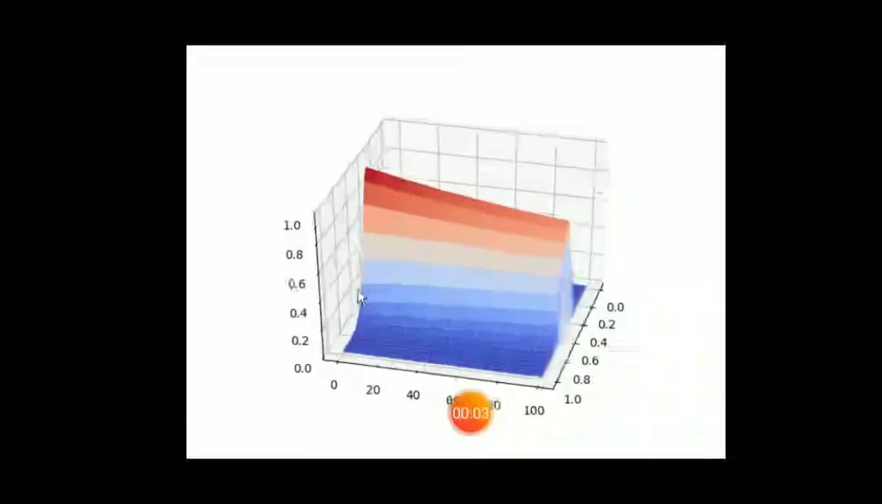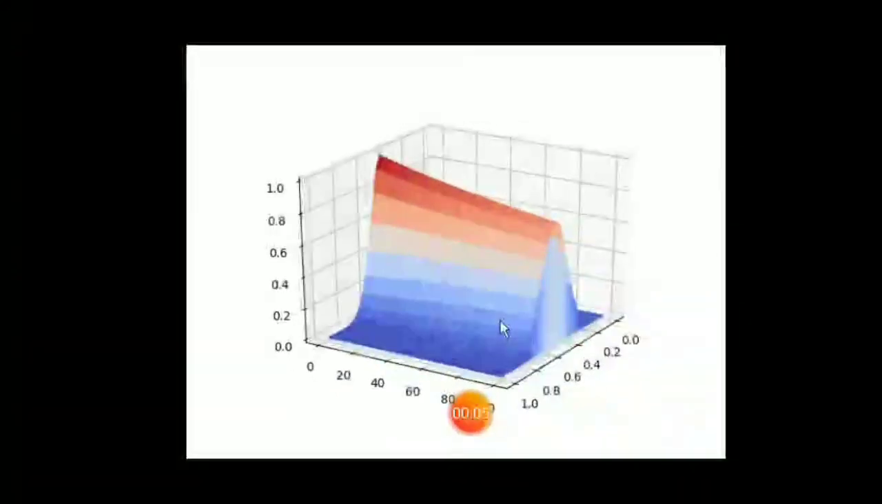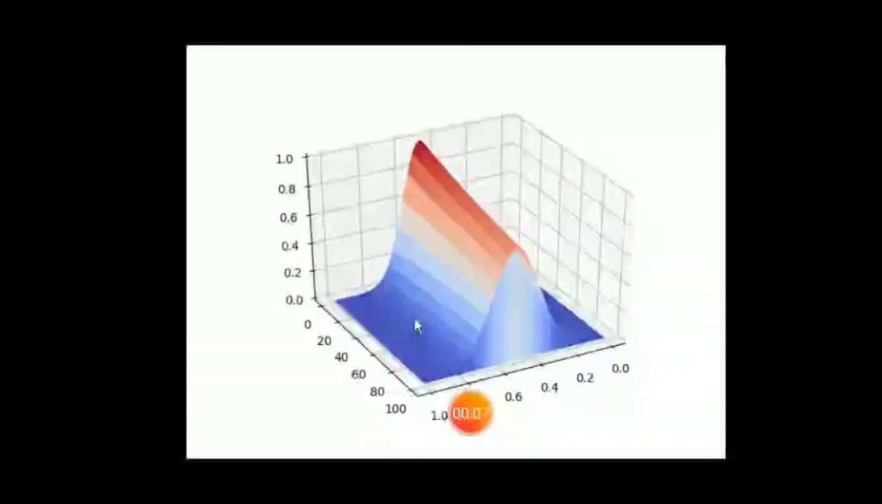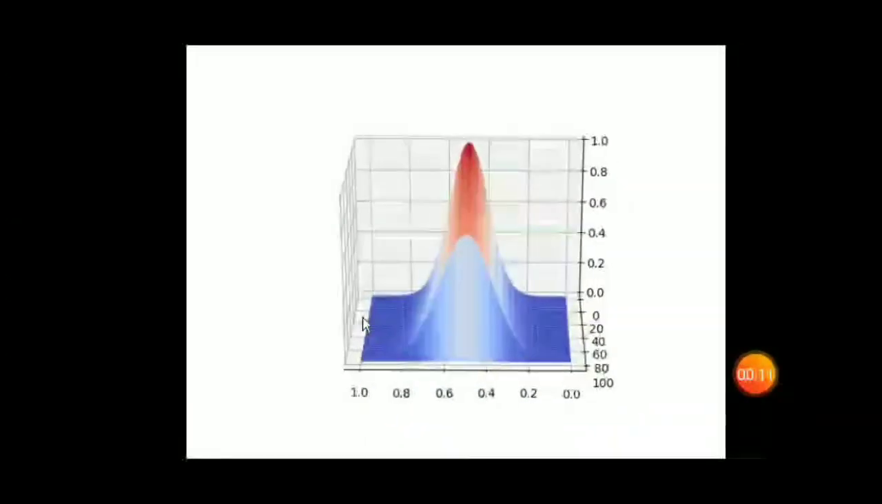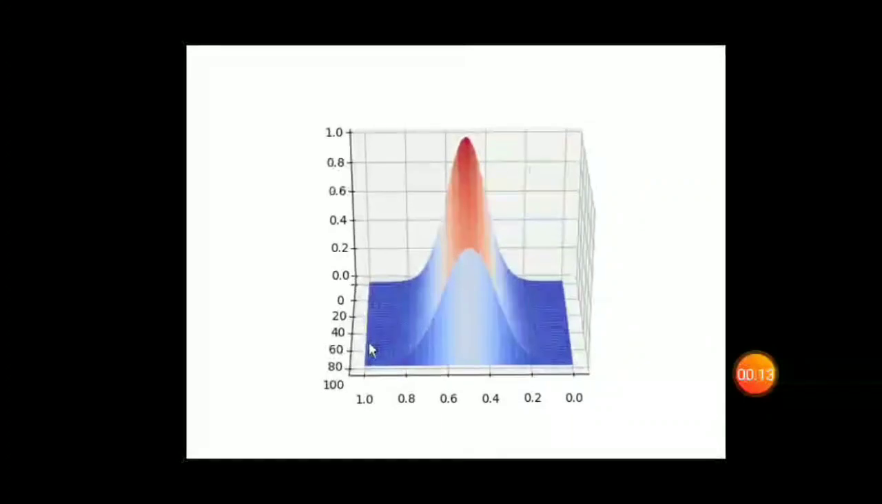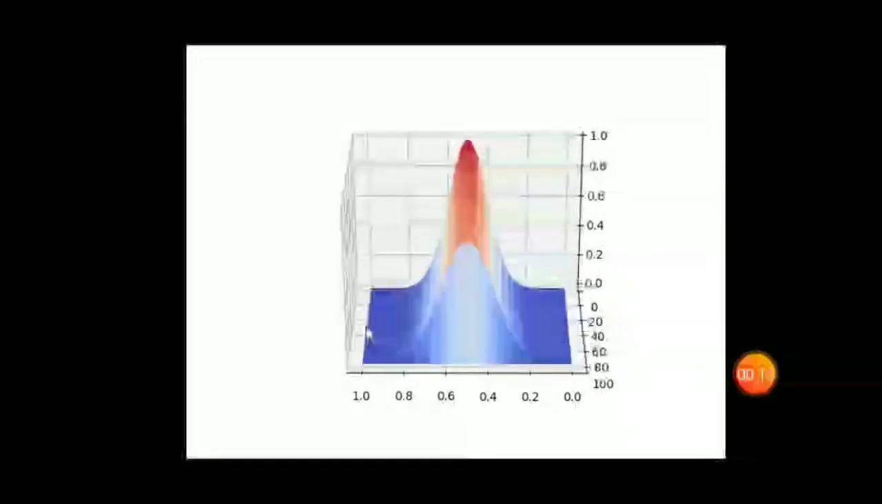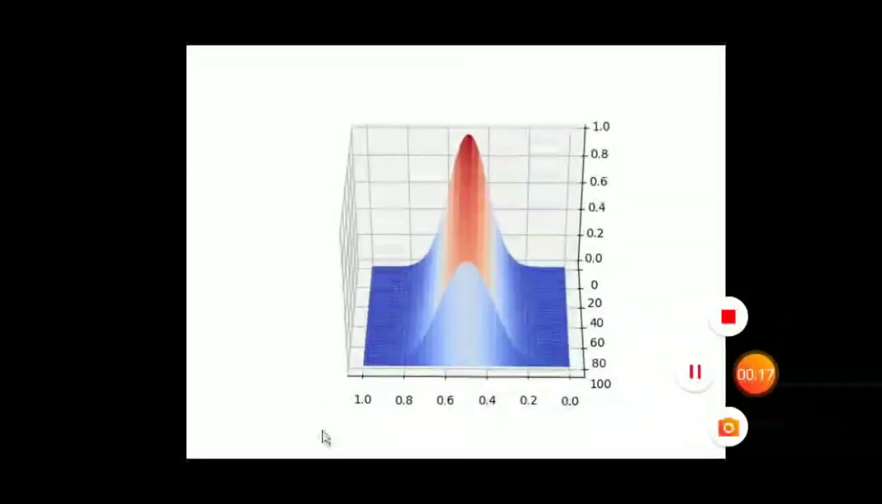So you see the temperature profile. The left side is the initial Gaussian, and the right side is the Gaussian after a certain time, and you see the height is reduced and the Gaussian is spreading, right?